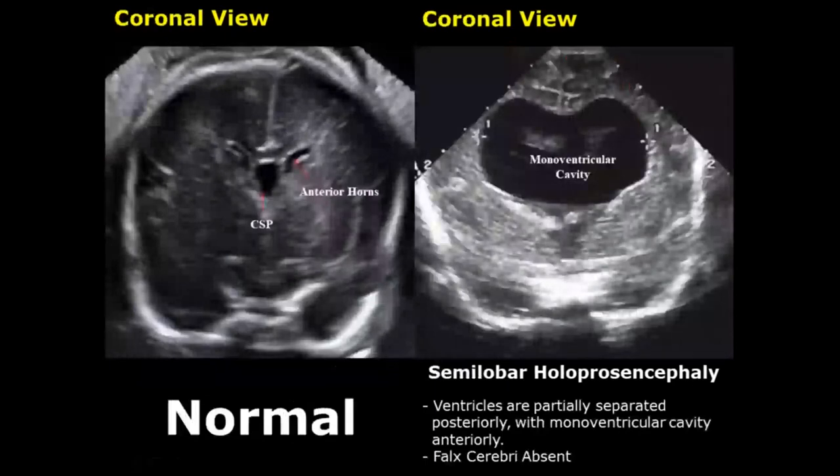In semilobar holoprosencephaly, the ventricles posteriorly are partially separated, but anteriorly they are fused and have a single large monoventricular cavity as shown in this image. They are not separated, whereas in the normal view they are separated, and the falx cerebri will also be absent.